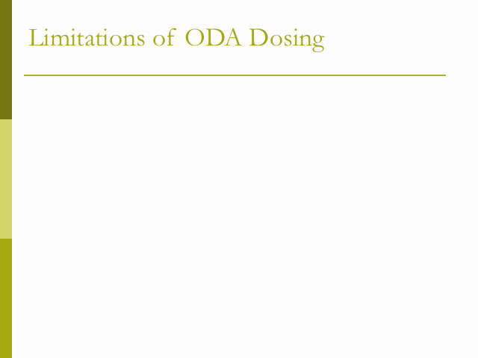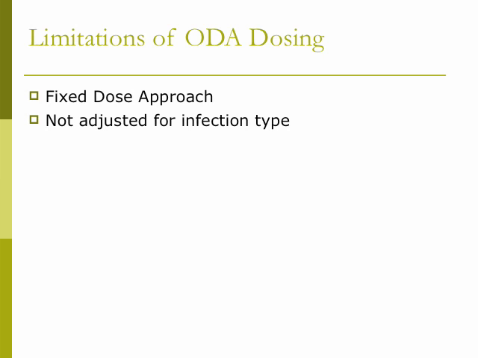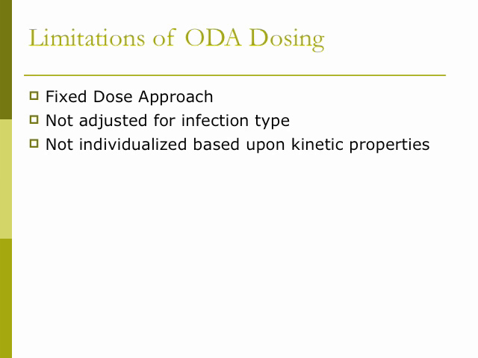So there are some limitations of once daily dosing. Some say it's a fixed dose approach. Not one dose fits all the patients, so some people would be reluctant to use it. It's not adjusted for the infection type. Whereas with the traditional dosing, depending on how well the drug penetrates into that area, we may adjust the dose and shoot for higher peaks. With once daily, there's really no dosage adjustment for the infection type. It's not individualized based on a patient's kinetic properties. So if you have a patient who's obese versus a very lean patient, how do you adjust for that? So there are some limitations.